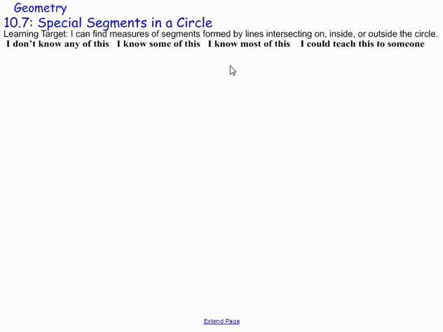Okay, this is almost the last of the geometry lessons. We've got this one and one more, and then you're done. Yay! So, anyhow, today we're working with special segments in a circle.